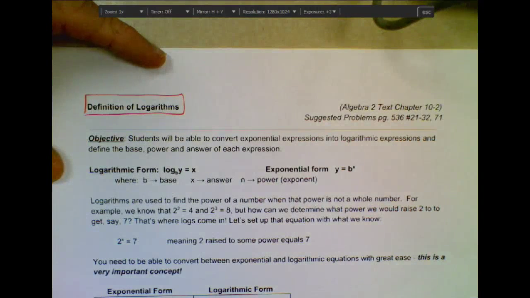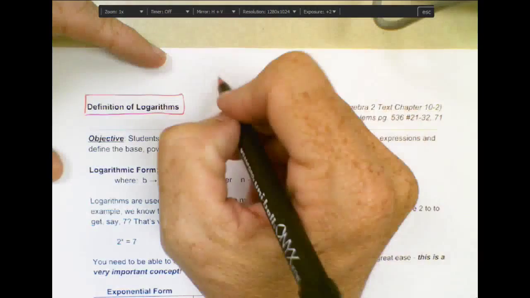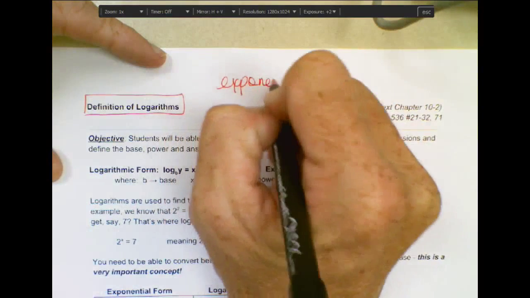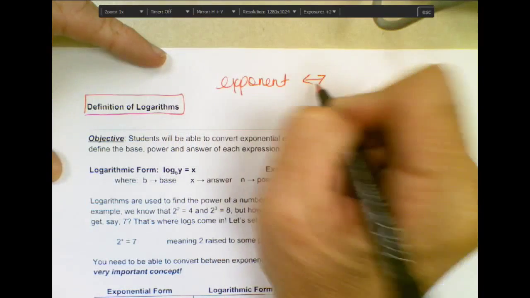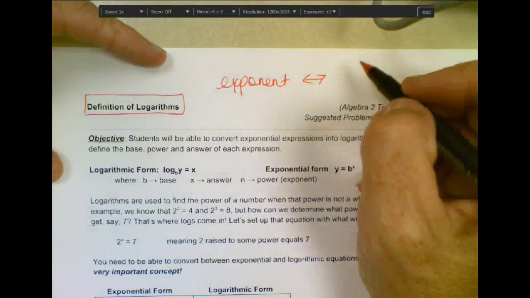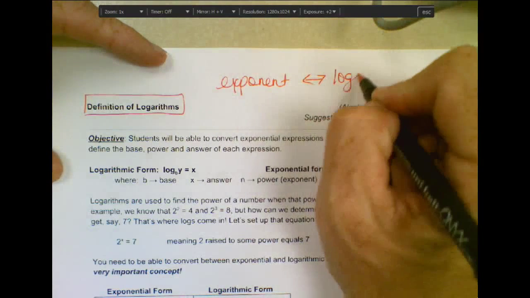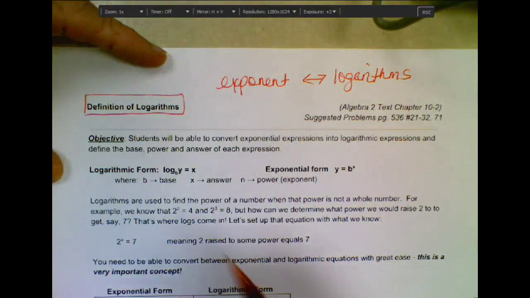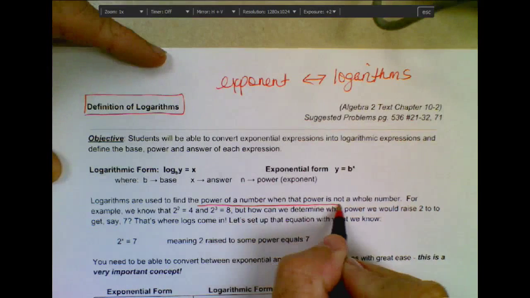We already talked about in class that the logarithm is the inverse of an exponent. So they are the inverse of one another, just as adding and subtracting are the inverse of one another, multiplying and dividing are the inverse of one another. Logarithms help us find the power of a number when that power is not a whole number.